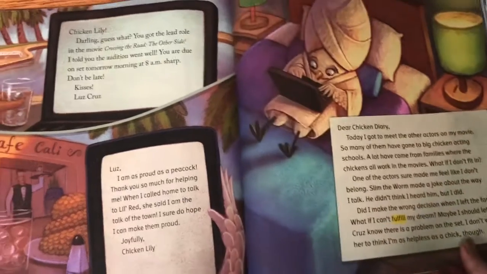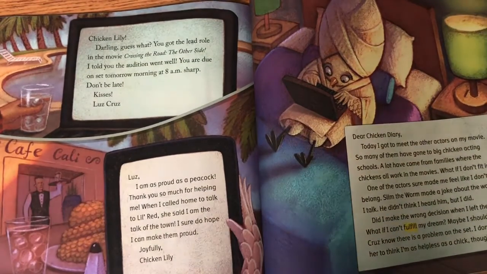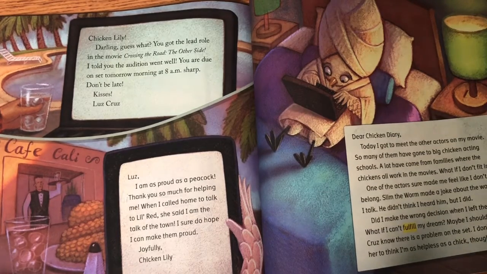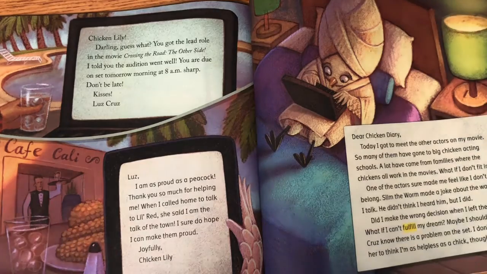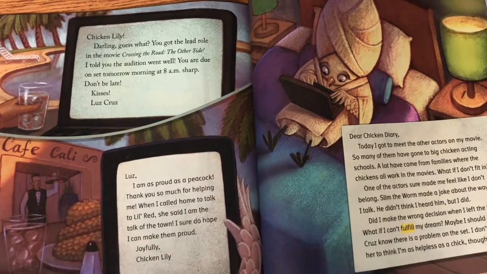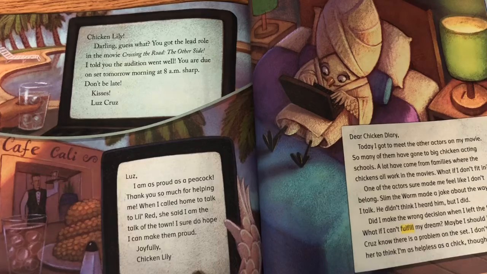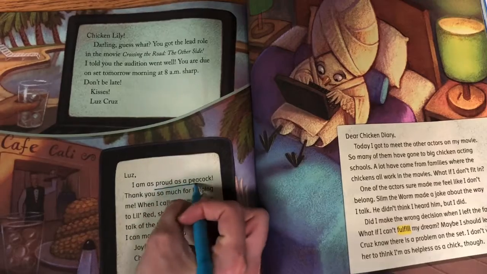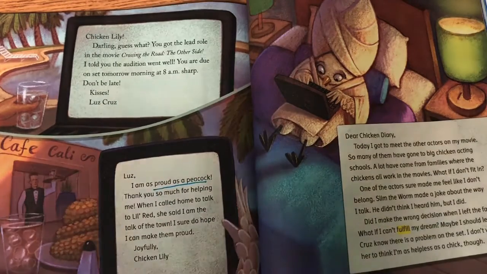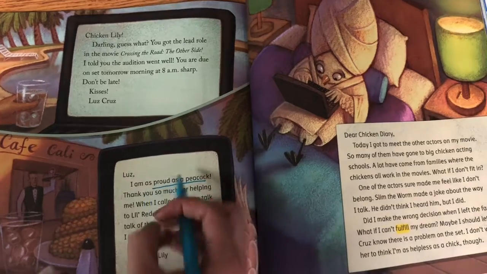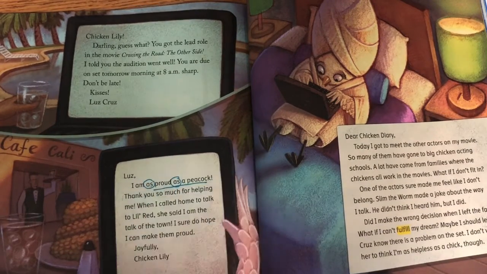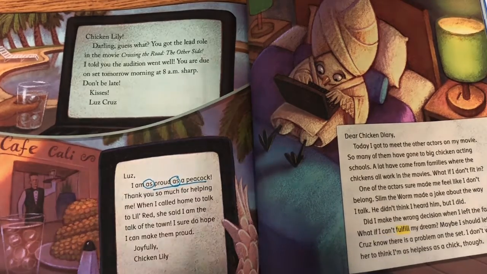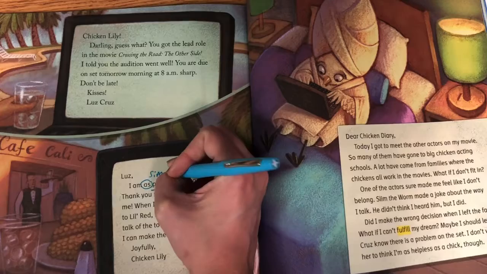Now let's take a closer look at the figurative language in this story. On page 172, what does Chicken Lily compare herself to when answering Cruz? So let's take a closer look at Chicken Lily's response right here. And she says that she is as proud as a peacock. Underline that. What kind of figurative language is that? Well, it's using the word as, and that would be a simile. So we are going to write the word simile.